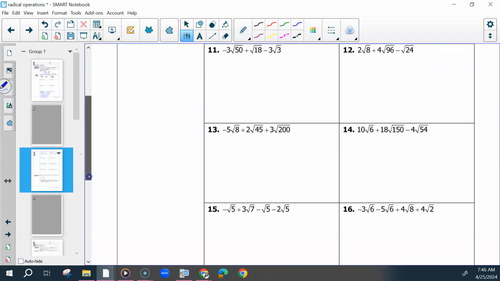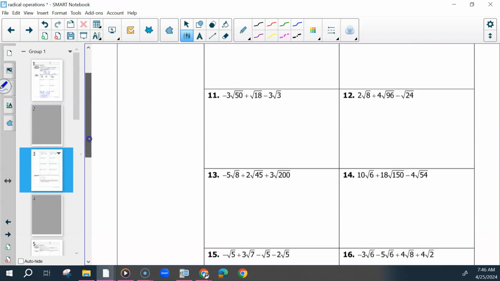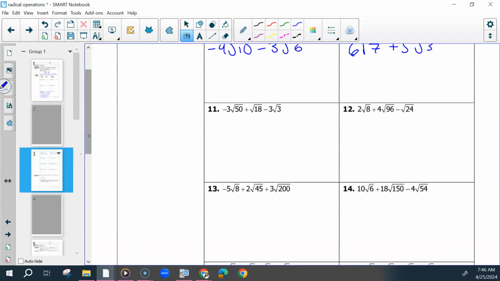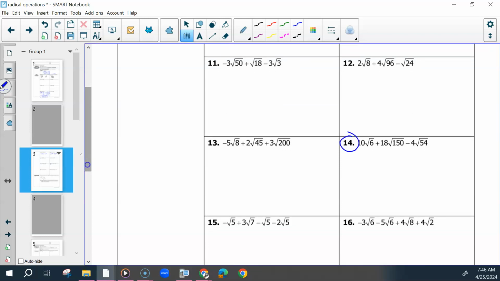Now look at 11 through 16. Those are similar, but a lot of those you have to simplify. Which of those do you want to see and go over how questions about? 15, 14. Any others?